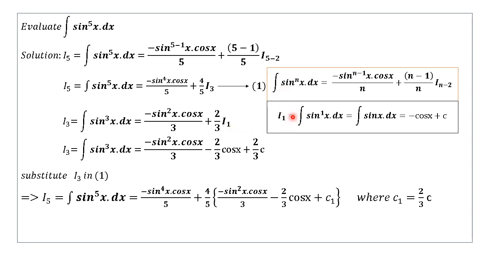Here I0 is equal to integration of sine to the power 0 x into dx. Sine to the power 0 means 1, since anything to the power 0 is 1, so it is integration of 1 into dx. As you all know, integration of 1 is x plus c.